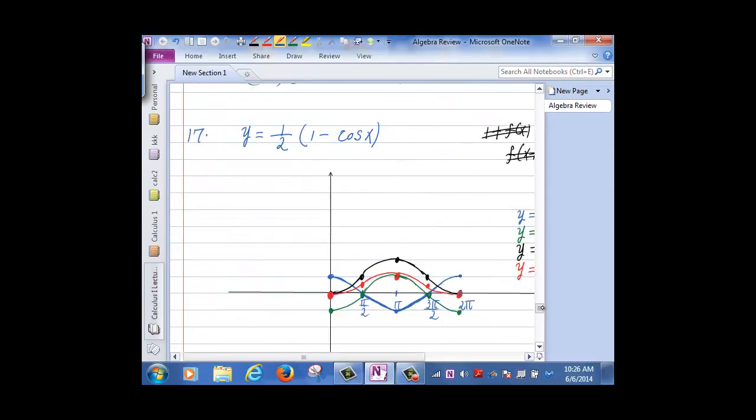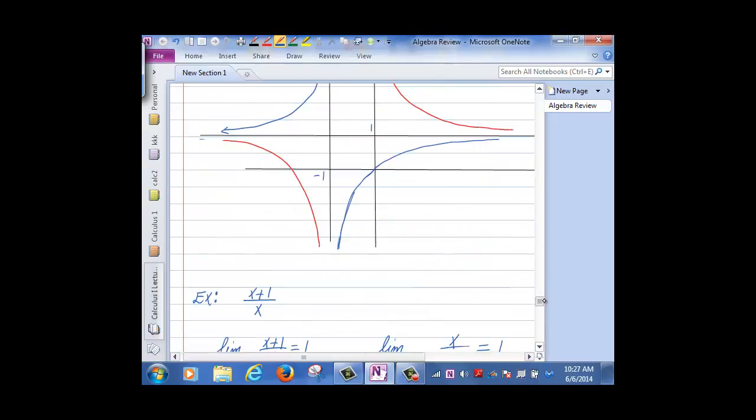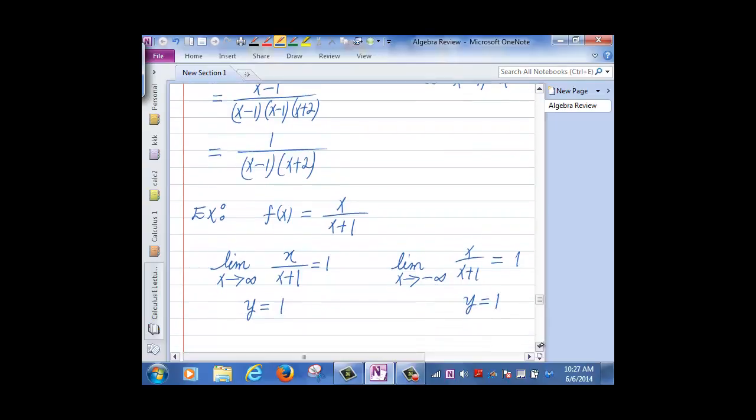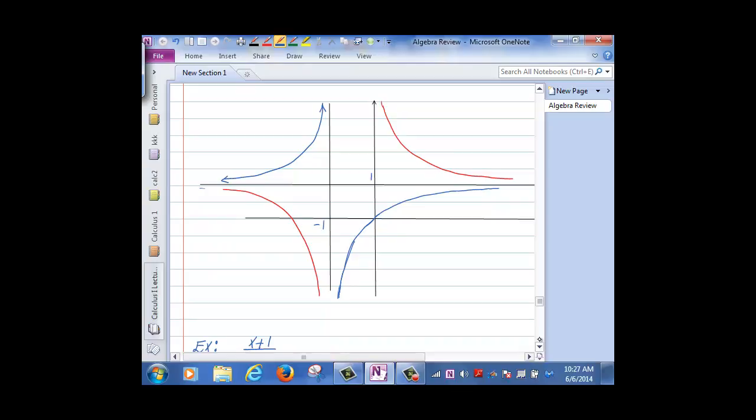I am trying to find one of the examples that we did where we had vertical asymptotes. Let's look at this example here. The blue curve is the graph of x over x plus 1. And notice that at -1, I have a vertical asymptote. The function is undefined at -1, right? So right away, you know that it's discontinuous at -1.